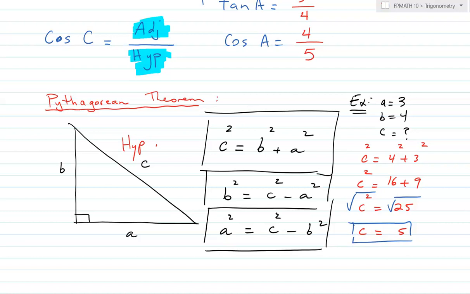Now you may say, why is it not minus 5? Well, yes, theoretically you could say that, but here's the thing: we are using the positive root of that, not the negative, because hypotenuse cannot be negative. So C is equal to 5.